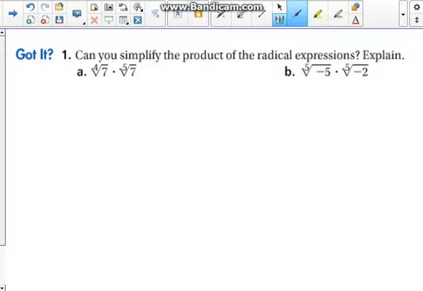Okay, our Got Its are here. If you'd like more practice at this point, pause the video, work these out, and then we'll continue.